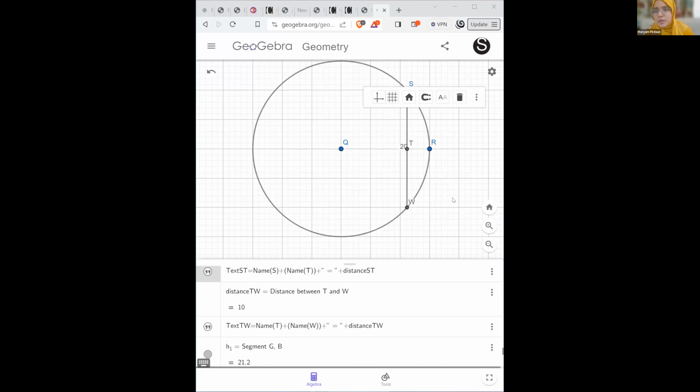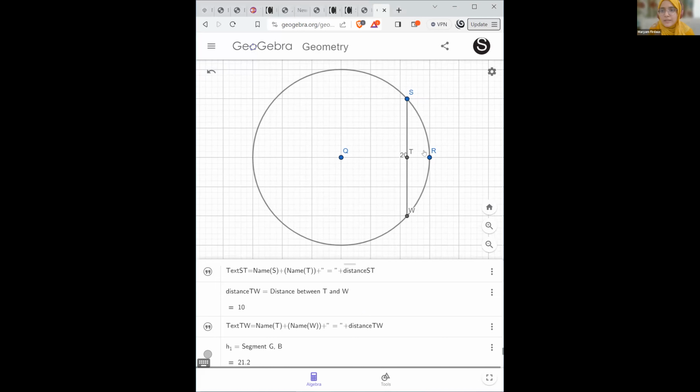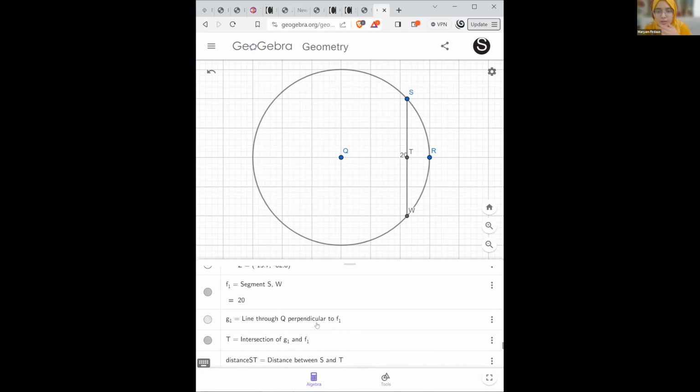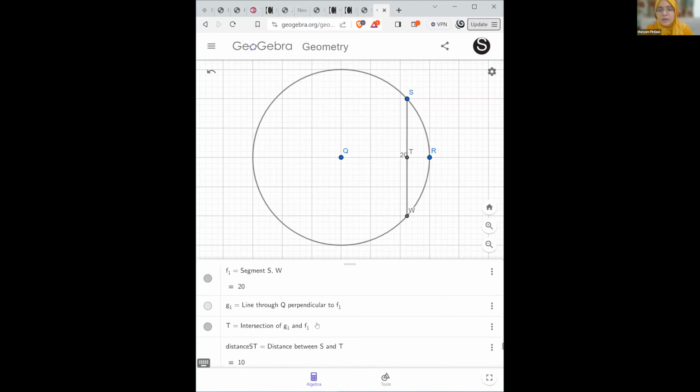Yes. So here we have a circle and there is a chord. The theorem is saying that a perpendicular from the center to the chord bisects the chord. What does that mean? That if you drop a perpendicular, this one.